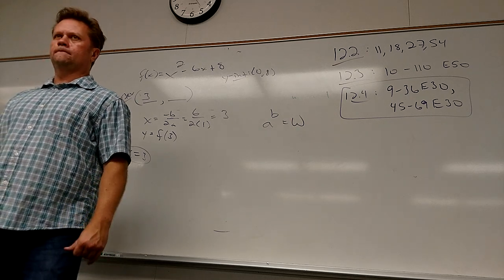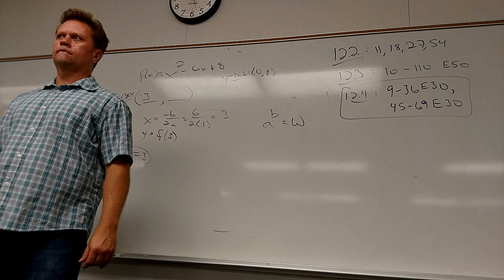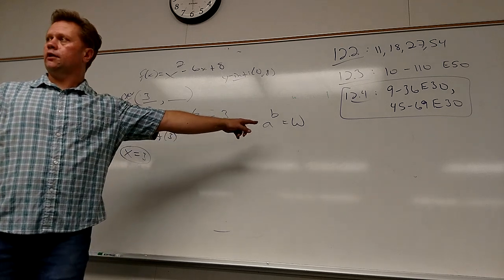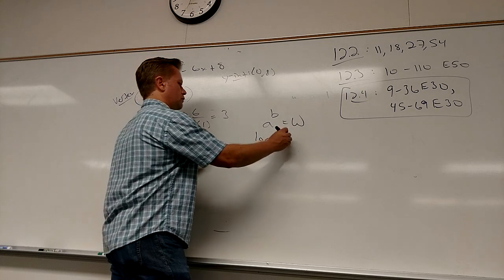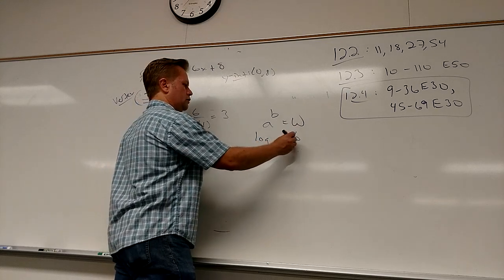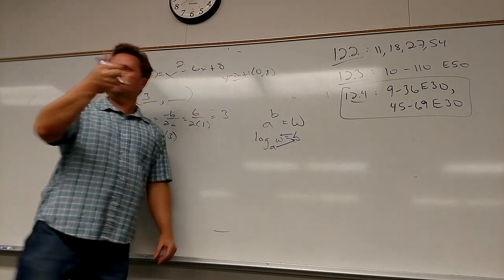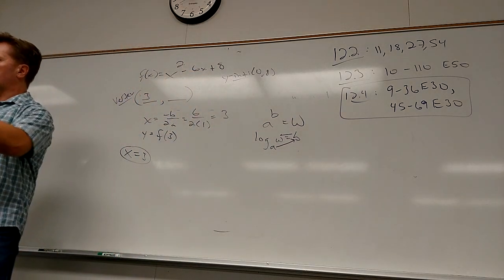Sounds good. But you do have to know this general idea, right? This would be log base a of w equals b. A to the b is w. You can always check it, because it's easier going the other way.